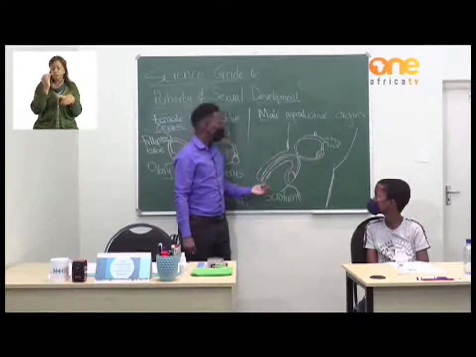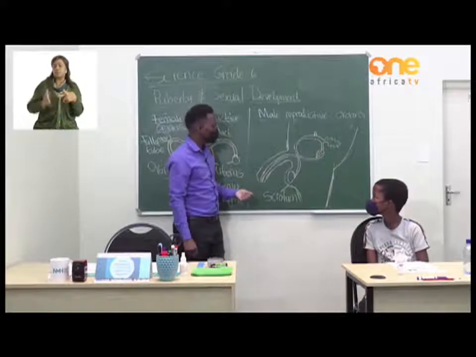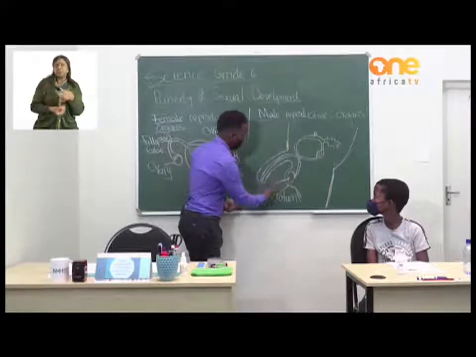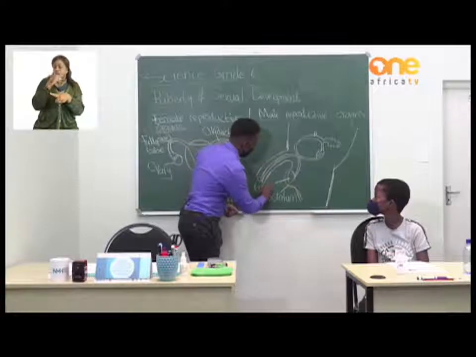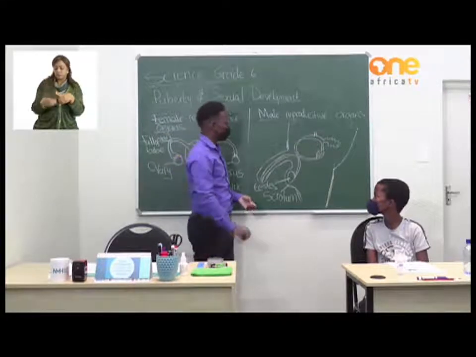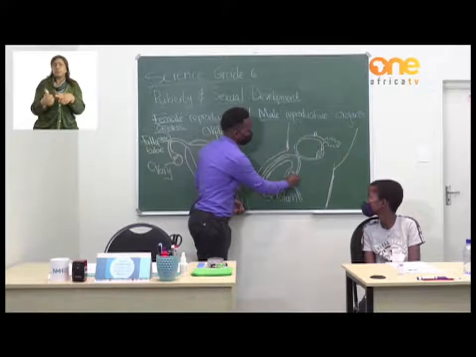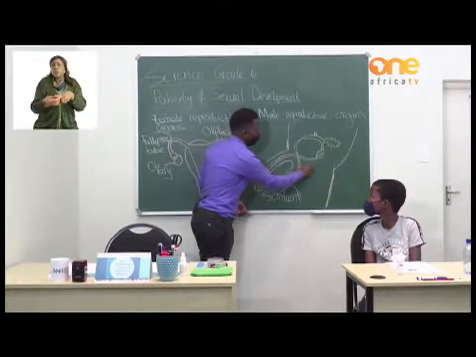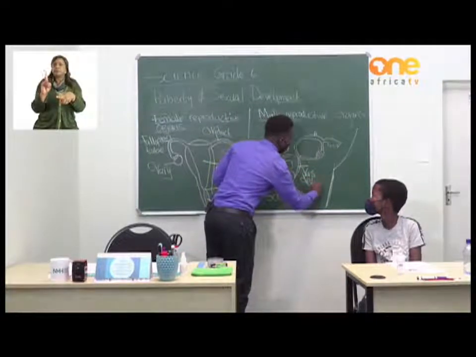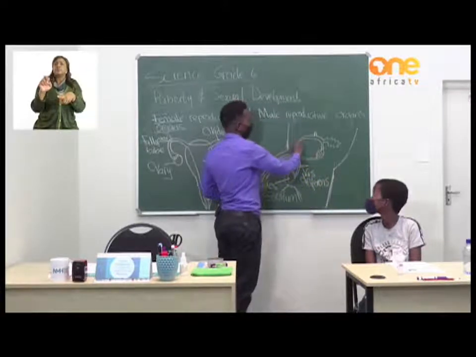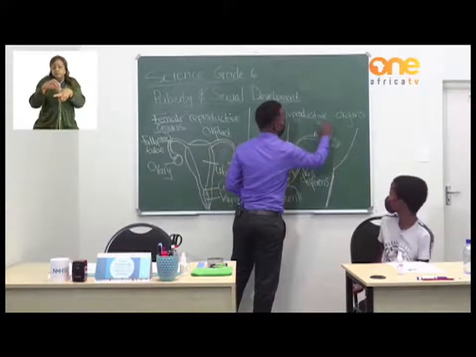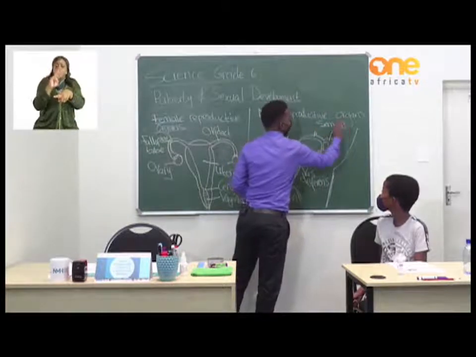Now, the scrotum is part of the external organs that hangs outside the man's body. But inside the scrotum, we have a structure known as the testis. From the testis, we have another structure coming from the testis going outwards, and this organ is referred to as the vas deferens. And the vas deferens goes on and connects to another structure, and this structure is referred to as the seminal vesicle.